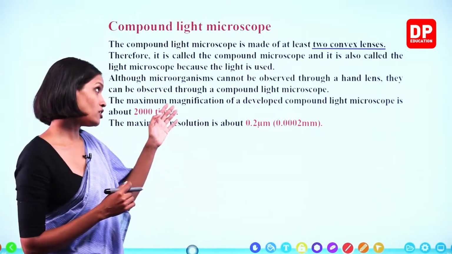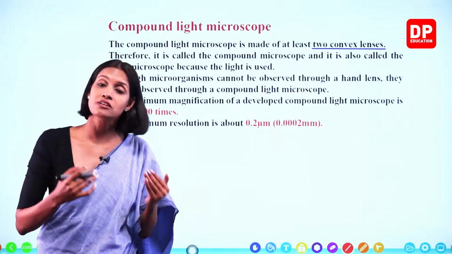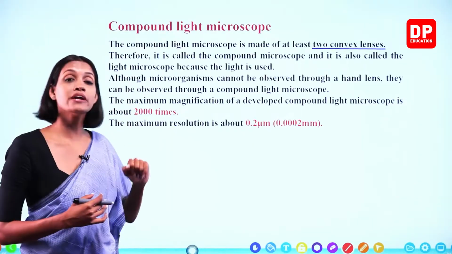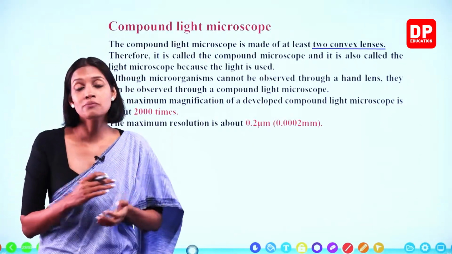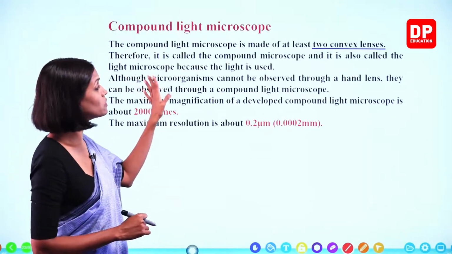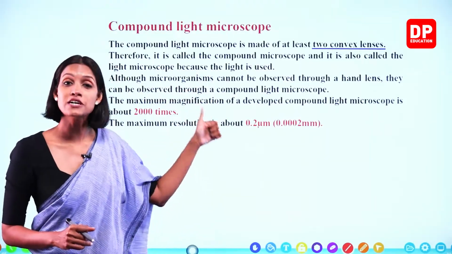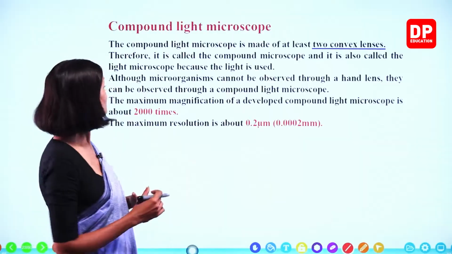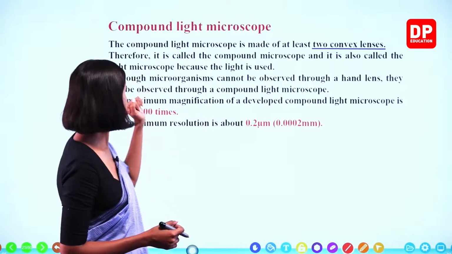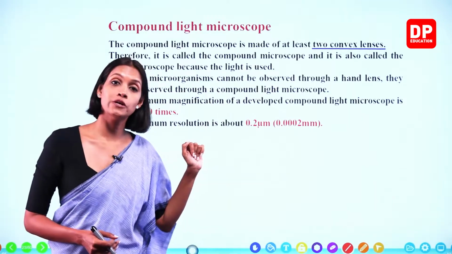So at the end of the lesson, we are going to learn about the electron microscope. The electron microscope is more powerful than this compound light microscope. So using the electron microscope, we can observe viruses. All the other microorganisms apart from viruses, we can observe under the compound light microscope.